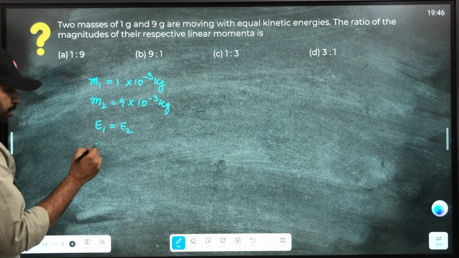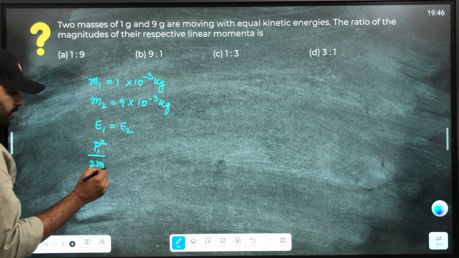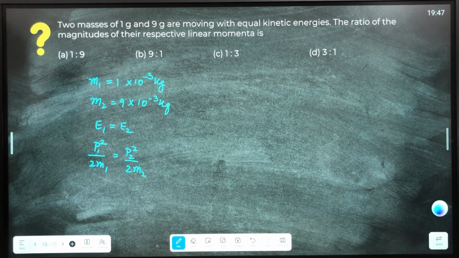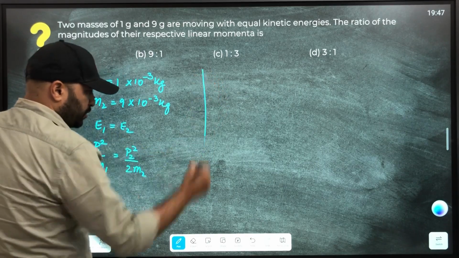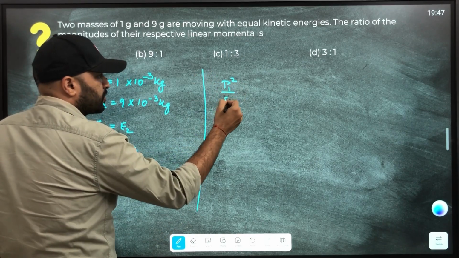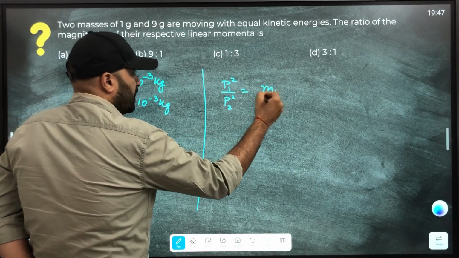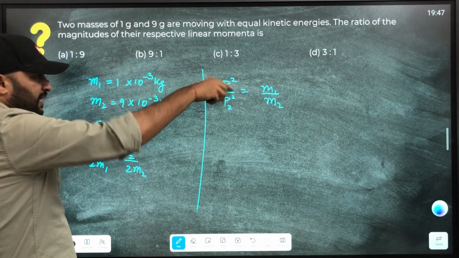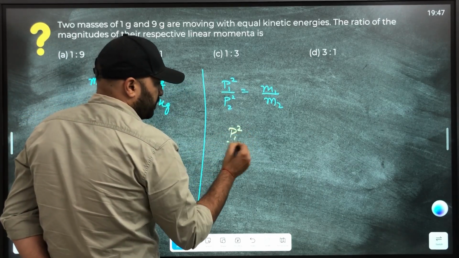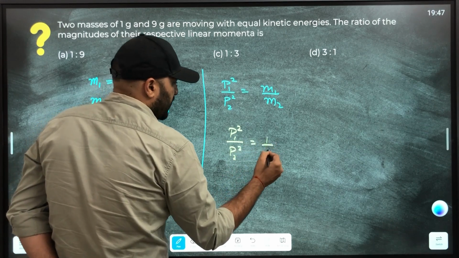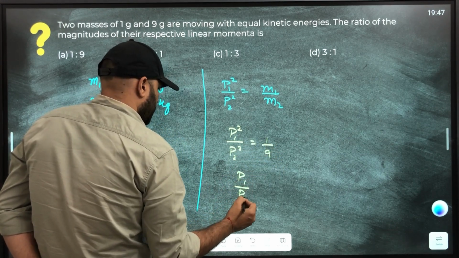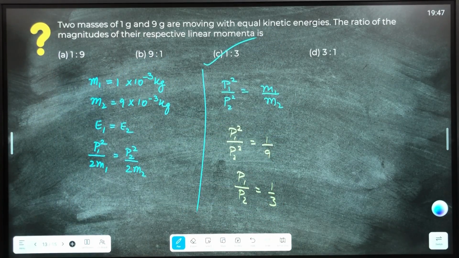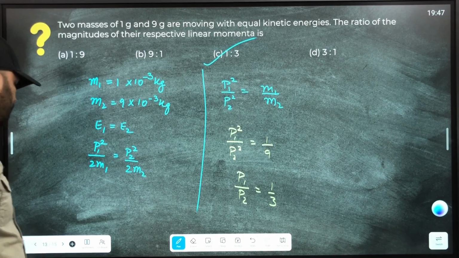So if E1 equals E2, P1 square by 2m1 equals P2 square by 2m2. Clear? Let's now cross multiply and cancel out 2 with 2. So you're left with P1 square by P2 square equal to m1 upon m2. I hope this is clear. Now this 10 to the power minus 3 will cancel out straight away. So we are left with P1 square by P2 square equals 1 by 9, and P1 upon P2, taking the root, will be 1 is to 3. Option C is correct. Clear? Let's see the next question.